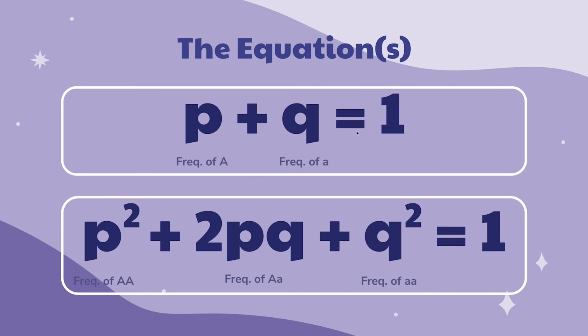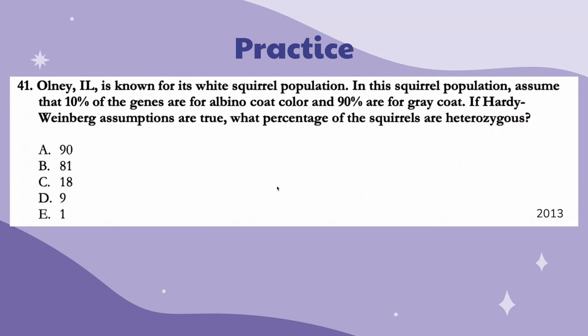Now if we square both sides, what we get is this equation. And here the numbers mean something a little bit different. So p squared is the frequency of homozygous dominant individuals. 2pq is the frequency of heterozygous individuals. And q squared is the frequency of homozygous recessive individuals. So basically, if we have 4 of these items, we can find the 5th using these two equations.